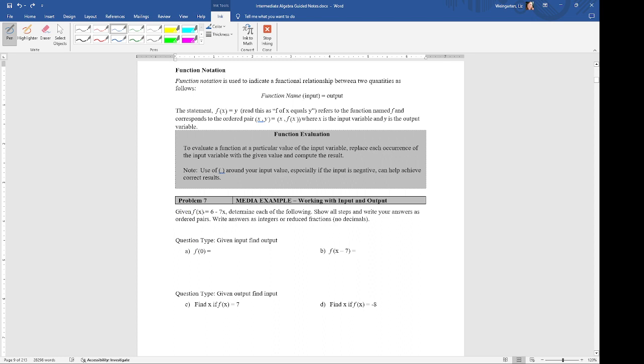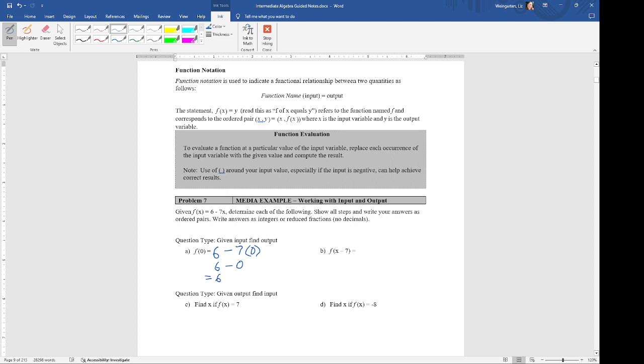So given that f of x equals 6 minus 7x, we want to figure out what the output is. So f of 0, what this is telling us is every time we see x in the equation, we are going to replace it with 0. So we have 6 minus 7 times 0. So we'll have 6, 7 times 0 gives us 0, so f of 0 is 6.